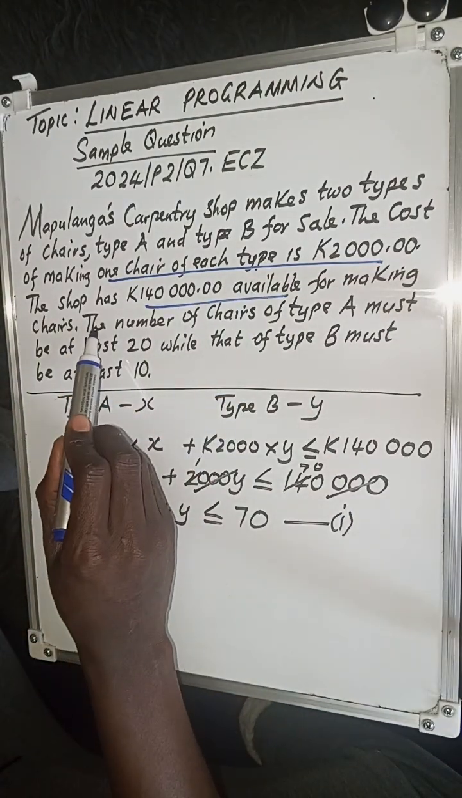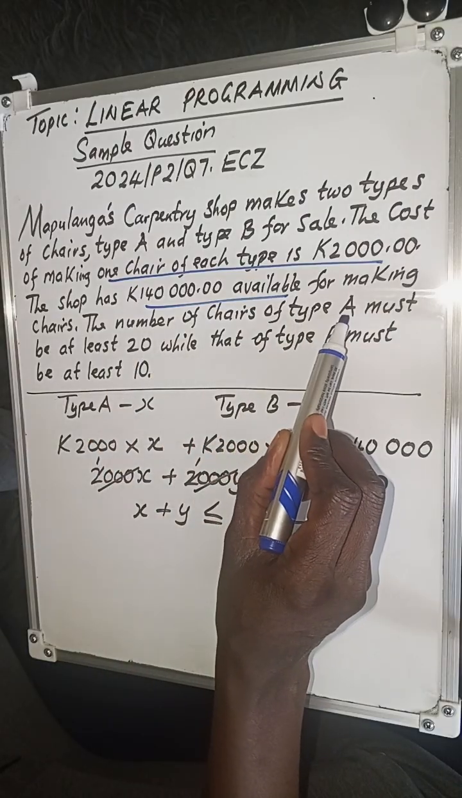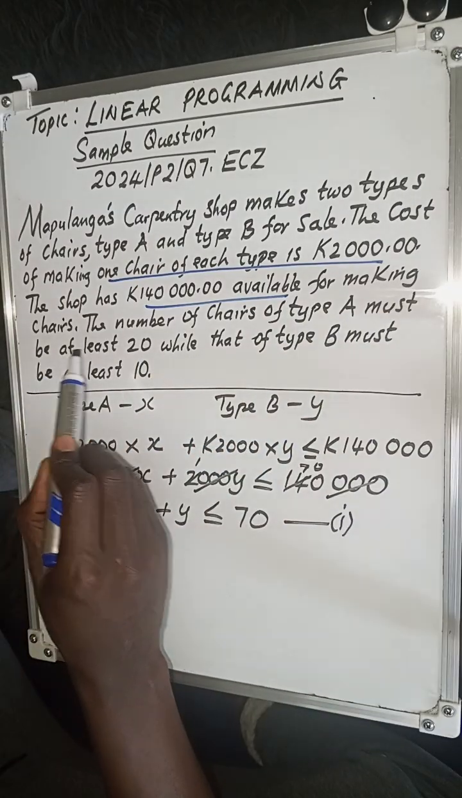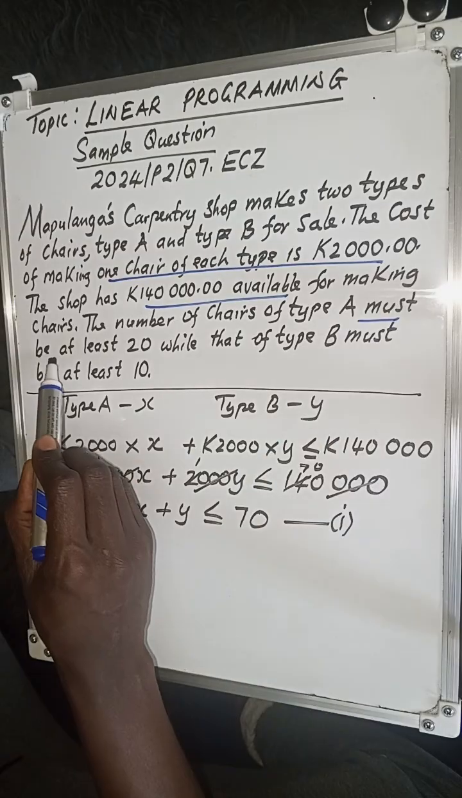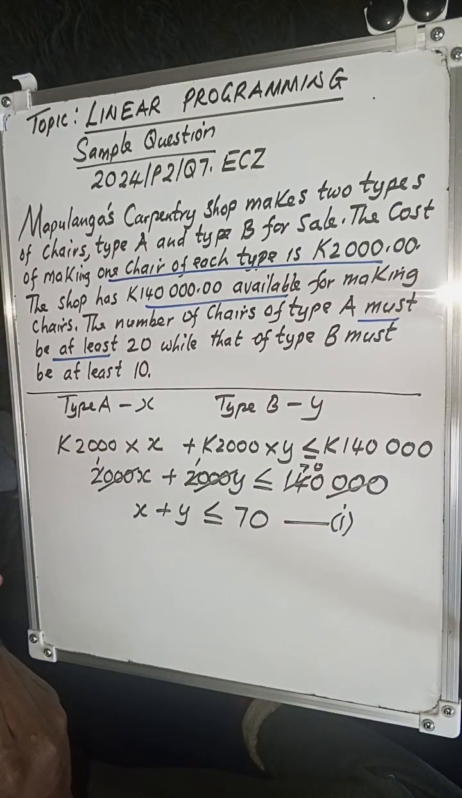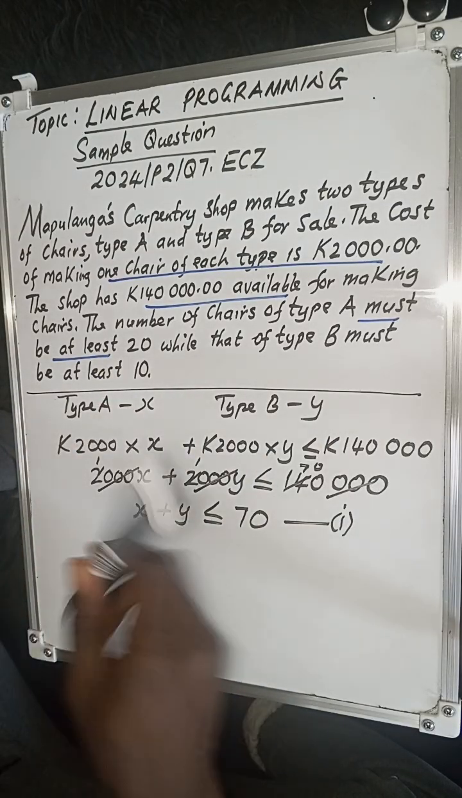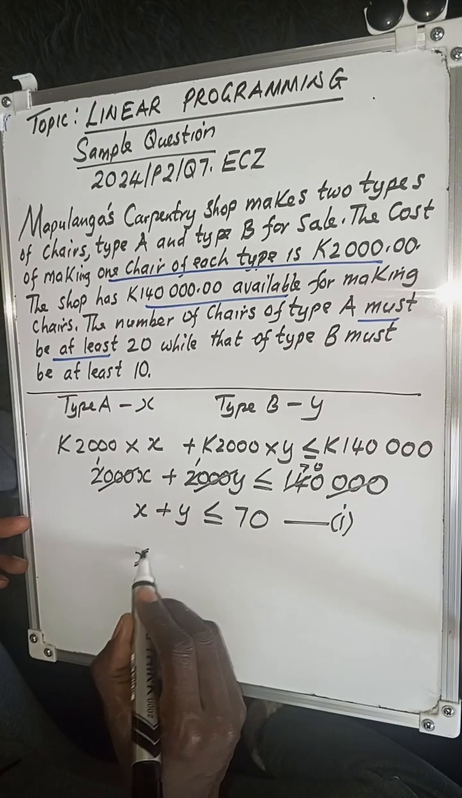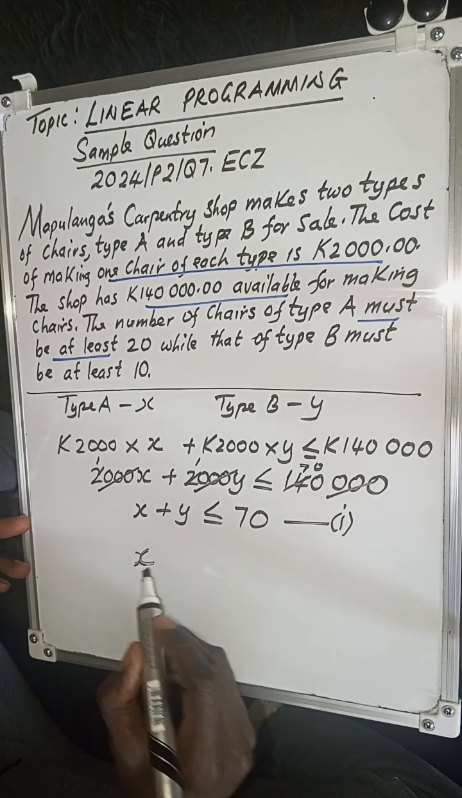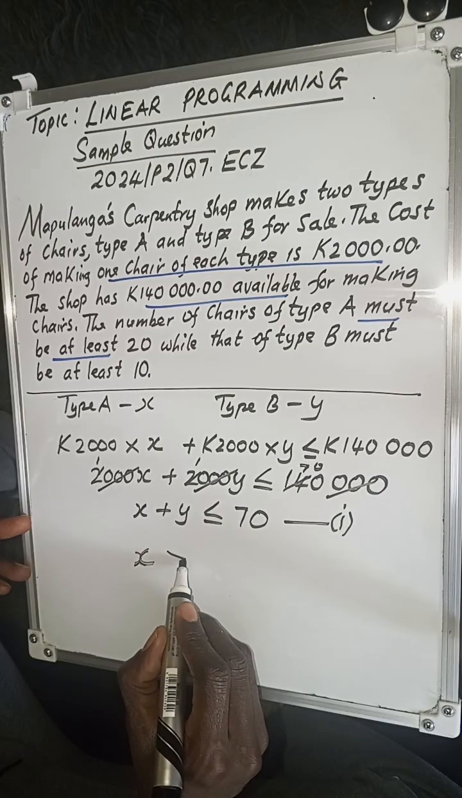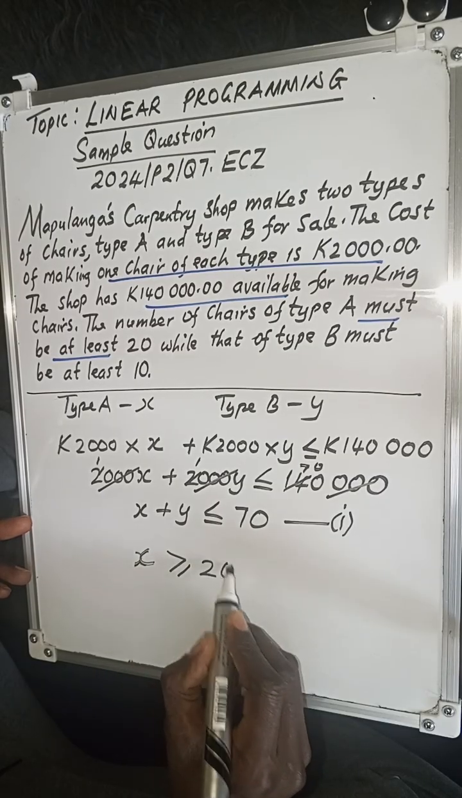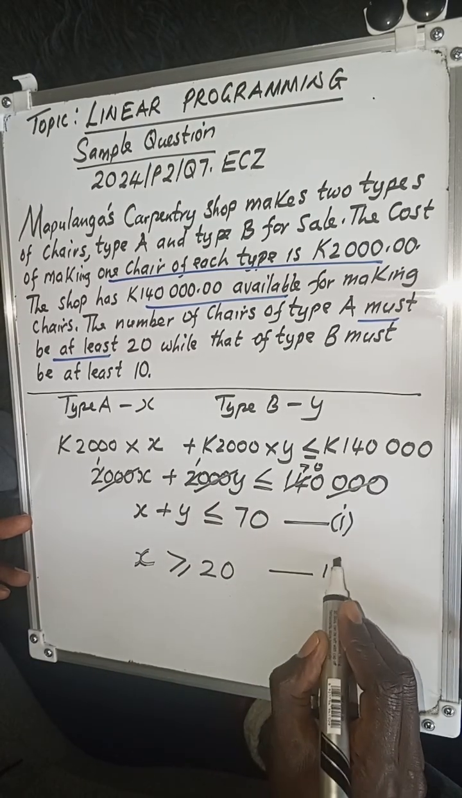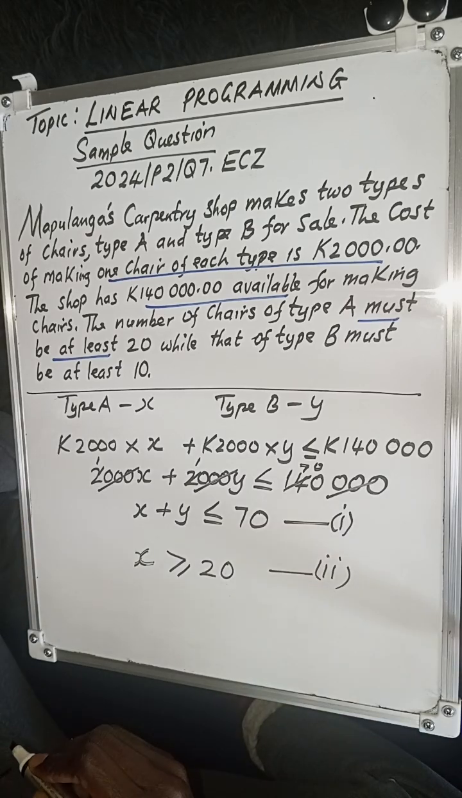Now let's move on. It says the number of chairs of type A must be at least 20. Remember, when they use the word "at least", and type A is represented by x, the other inequality is x, representing the number of type A, should be greater than or equal to 20. So this is the second inequality that you're going to have.